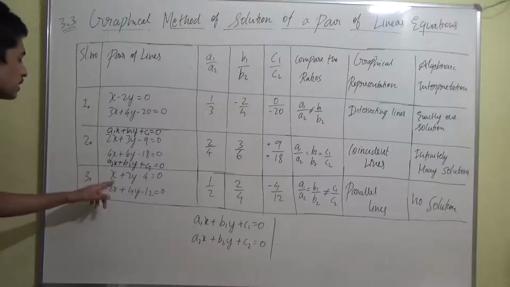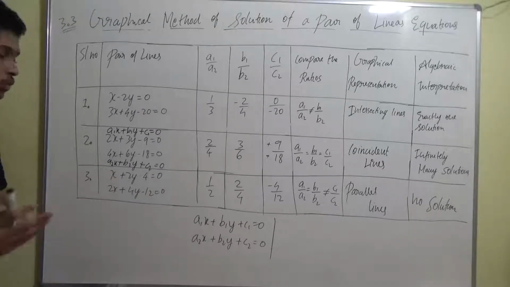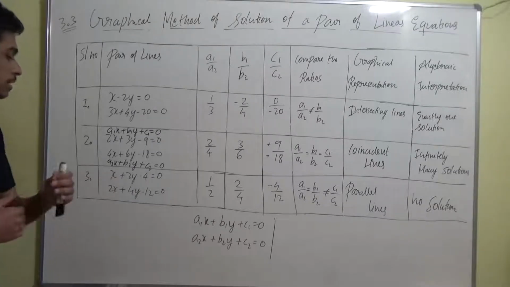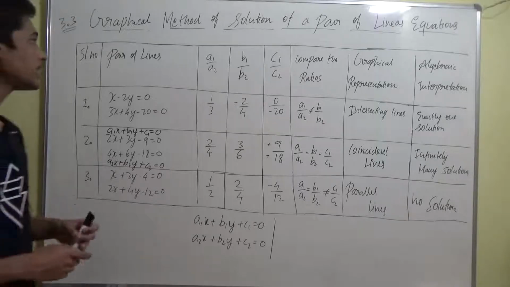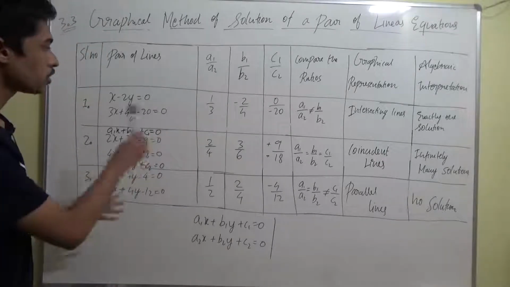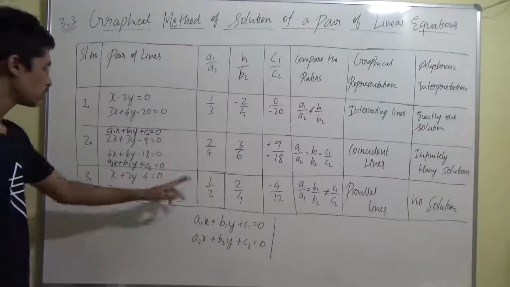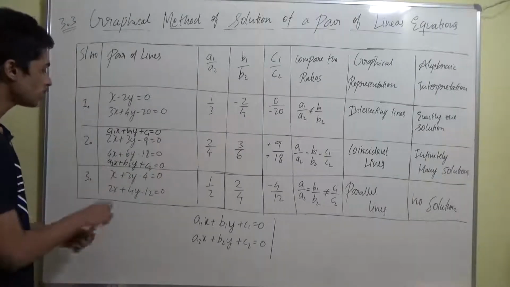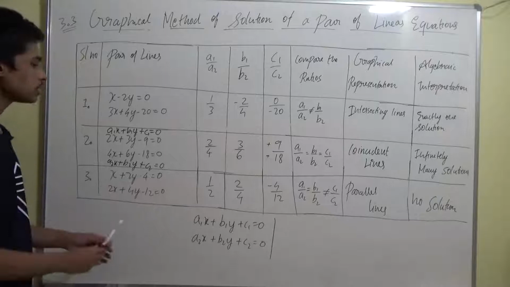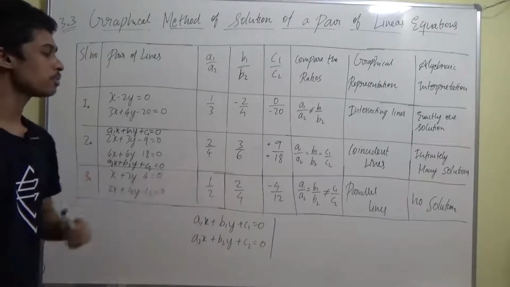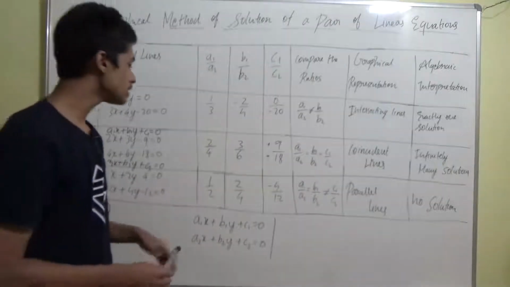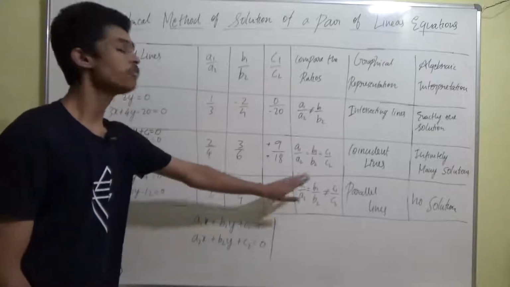The third case, the example they have taken is x plus 2y minus 4 equal to 0, 2x plus 4y minus 12 equal to 0. Now if you take the ratios, similarly, how we took for the previous cases, a1 by a2 you are going to get 1 by 2, b1 by b2 you are going to get 2 by 4, and c1 by c2 you are going to get minus 4 by 12. In this case, what's interesting is a1 by a2 is equal to b1 by b2.